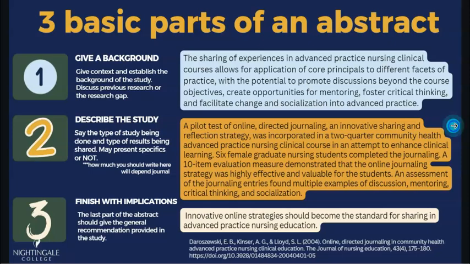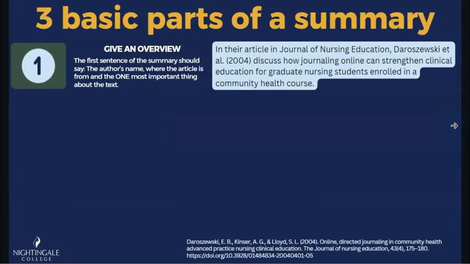So now let's compare that to what we need to do in a summary. We're also going to split a summary into three basic parts. But as we see, the first part of a summary is an overview specifically about the article we are reading. We see the one important thing, the most important main idea of the article in this first sentence.